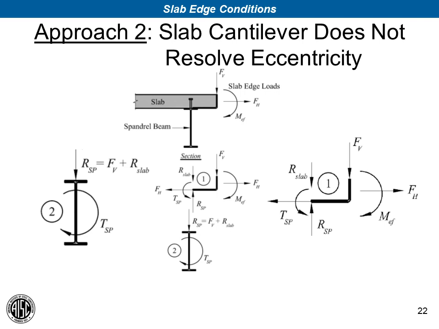Let's talk about approach 2, where the slab cantilever does not resolve the eccentricity. So in this case, we're not relying on the slab as a beam. We're going to transmit all the facade loads, this vertical component FV and the moment MEF, through a bent plate or some other hardware that transmits the loads to the spandrel beam.